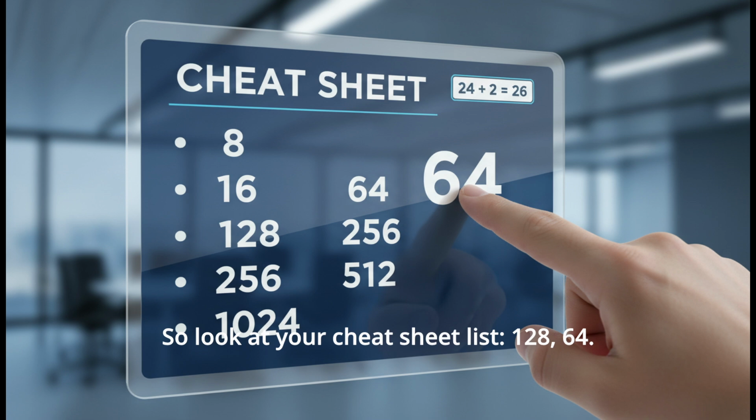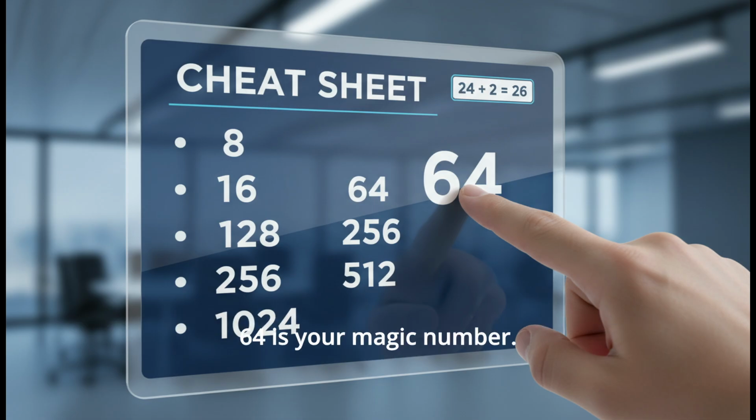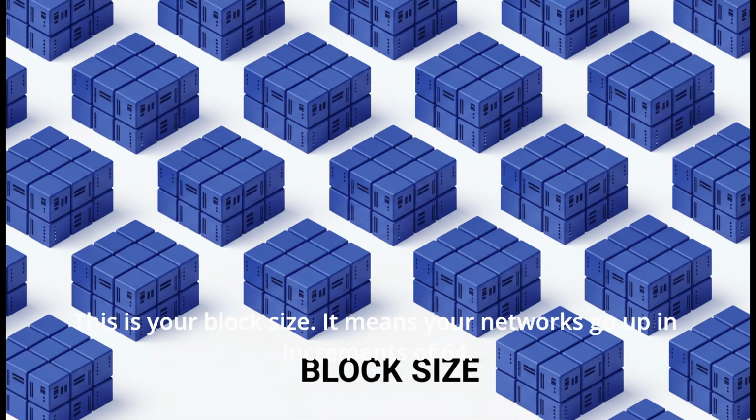So look at your cheat sheet list, 128, 64. Since we borrowed 2 bits, our value stops at the second number, 64. 64 is your magic number. This is your block size. It means your networks go up in increments of 64.